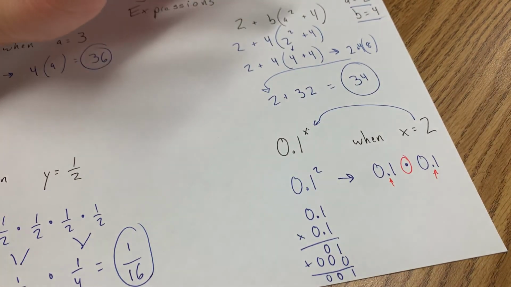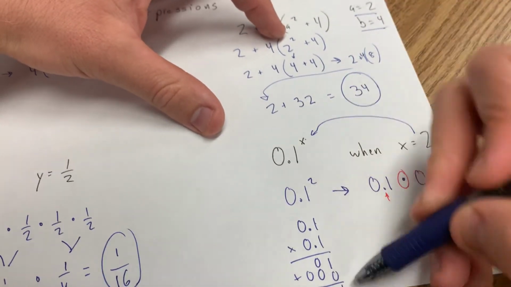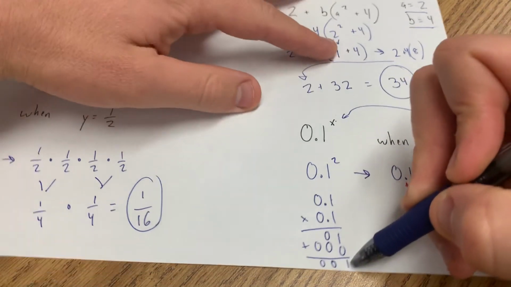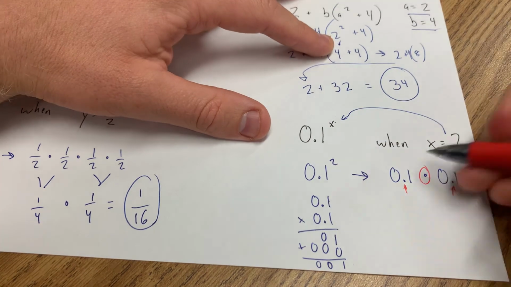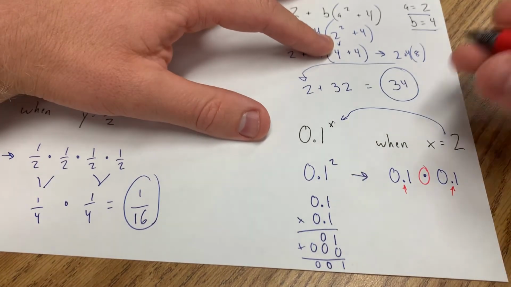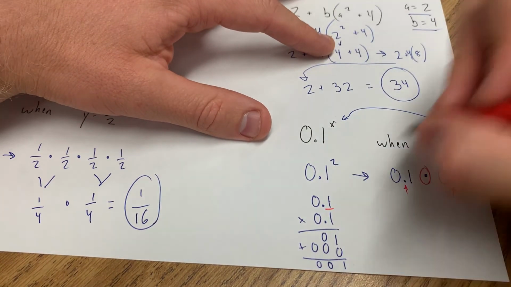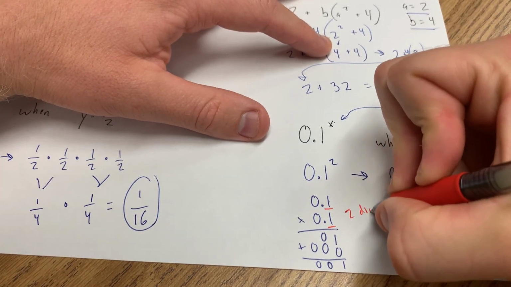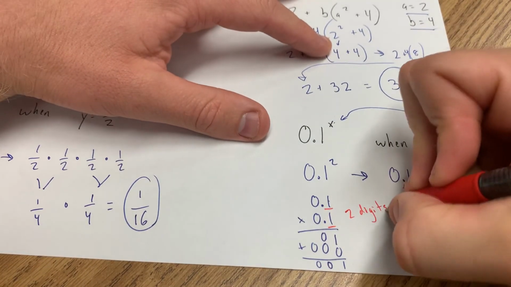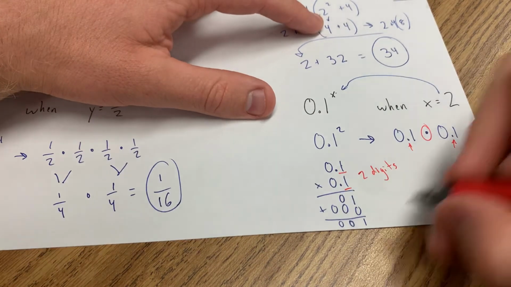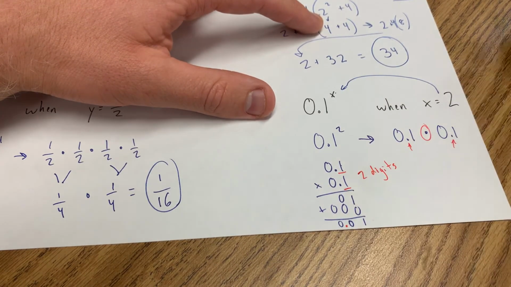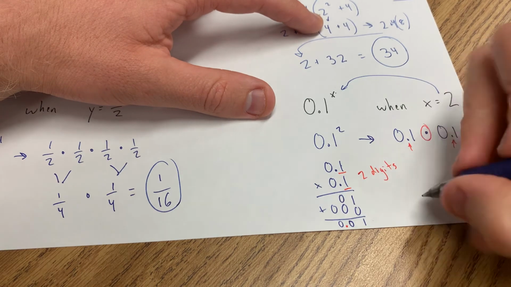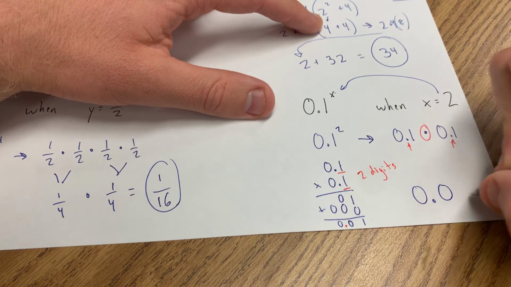Now I'm not done, because 0.1 times 0.1 is not 1 whole. What I need to do here is look at the amount of digits I have behind a decimal point. I have 1 behind a decimal point here and another behind a decimal point here. That is 2 digits behind the decimal point. So I need 2 digits in my answer behind the decimal point. So my answer is, I'll rewrite it a little larger, 0.01.